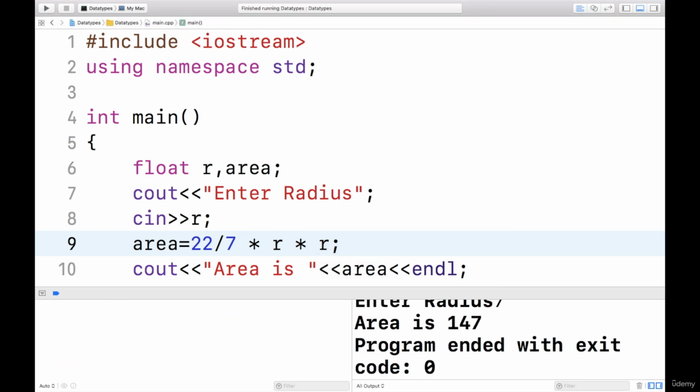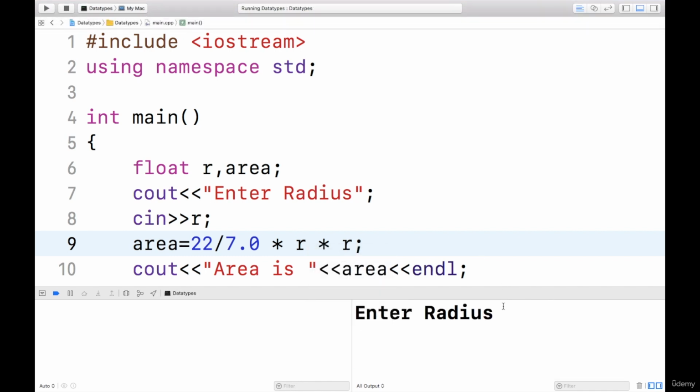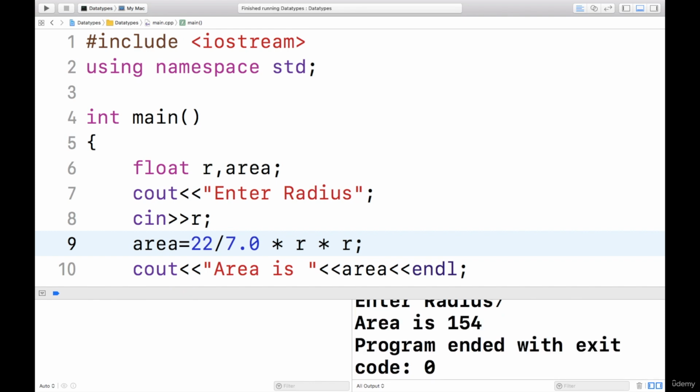For 7, it's 147. Actually the exact value should be 154, but it is giving 147 because this is not taking a float value. This is giving 22 divided by 7, which gives only 3. I want a float value, so one method is I can make this number float. So this 22 divided by 7 is a float value, so it will give a float result, multiplied by radius will give me a float result. Let us check what happens. Radius is 7. Yes, now it is giving the exact result, that is 154.